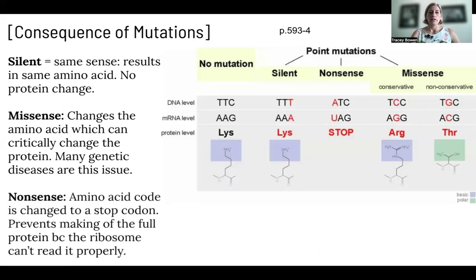And then a nonsense is where the amino acid code is changed to a stop code, or it's not readable. It's changed to a stop code. So that prevents it from making the full protein because the ribosome can't read it properly.